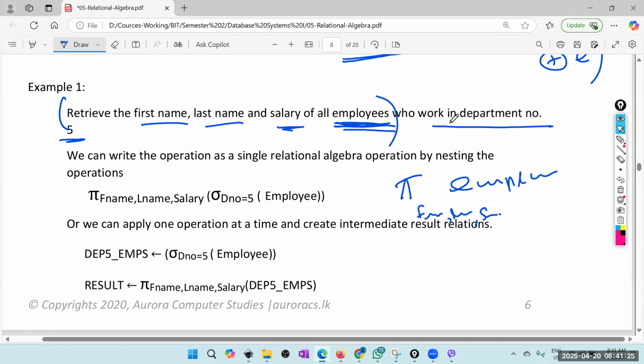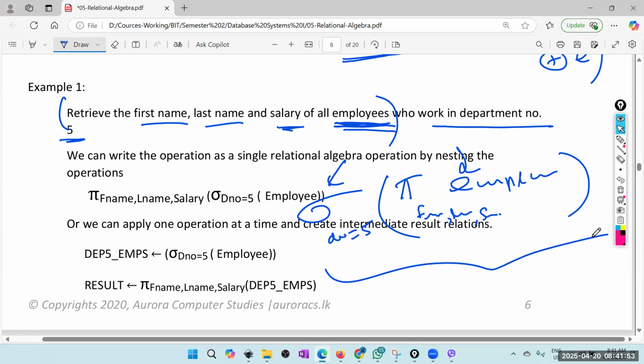So now I want to get only employees working in department number 5. Already I have filtered out the 3 fields. Assume there are some other fields also. Now I can say sigma, because this is a result data set, department number equal 5. So first I do the projection and then I do sigma. And this gives you your requirement to be satisfied, right? Because we have only these 3 fields and only employees having this department.